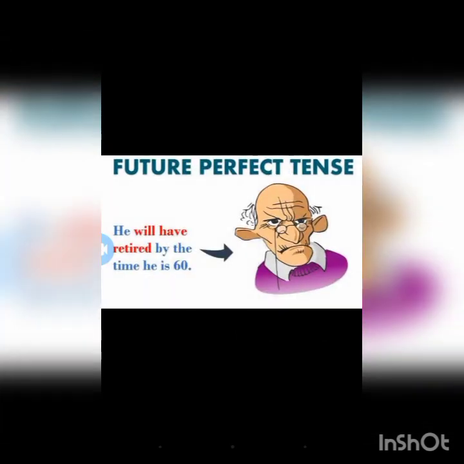One more example: he will have retired by the time he is 60. This is also an expected or planned action. Everyone expects that at the age of 60 he will retire. It is an expected action, and there is a time of reference also. So he will have retired by the time he is 60. Have you understood this? So we will use will have plus the past participle of the verb here.